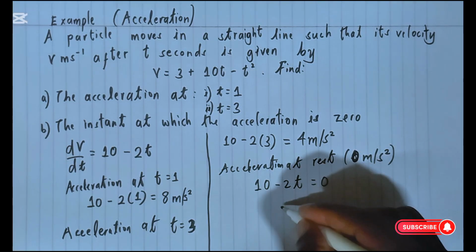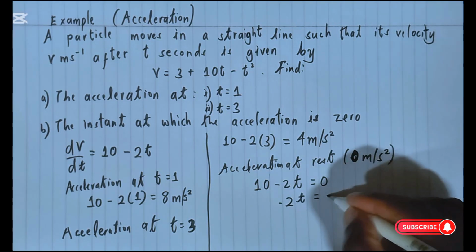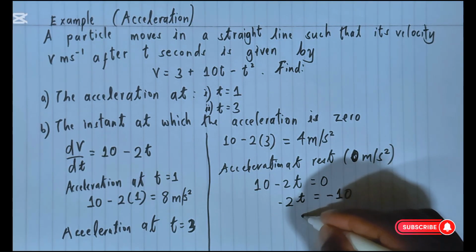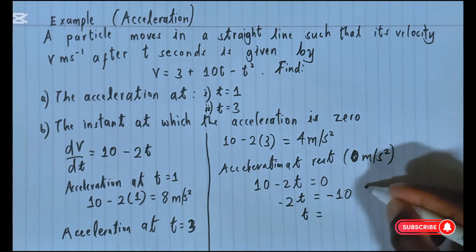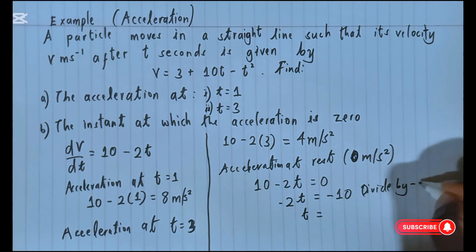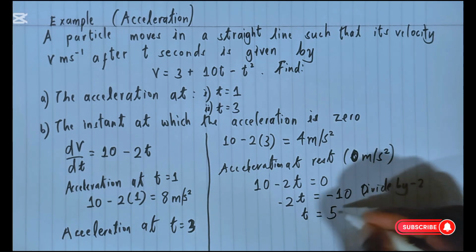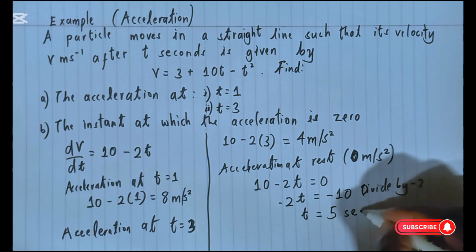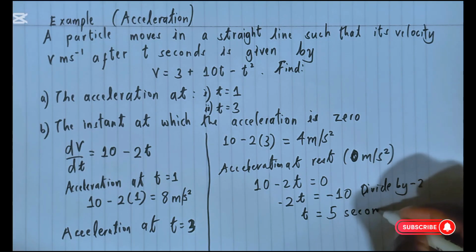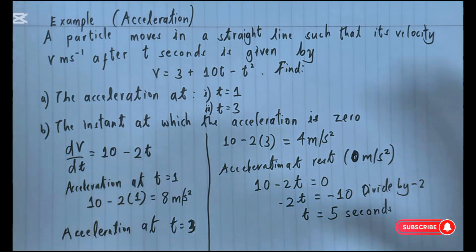0, and so notice that this will be negative 2t, and 10 will be taken to the other side, and that will be negative 10, and our value for t will be found by dividing both sides by negative 2. When we divide both sides by negative 2, we find that t is equal to 5 seconds. It will be when t equals 5 seconds that acceleration will be equal to 0.